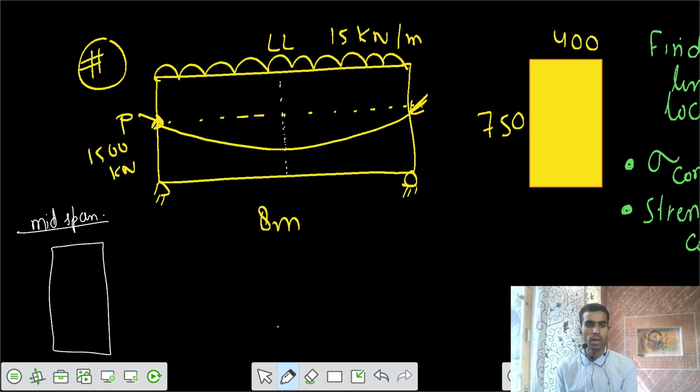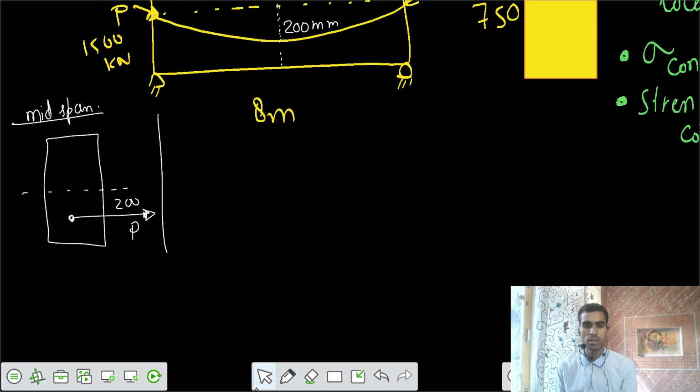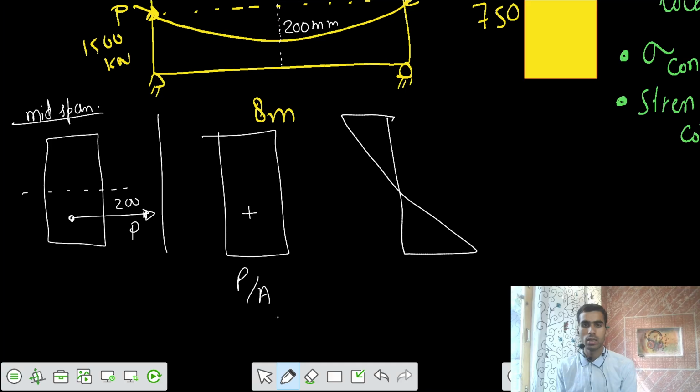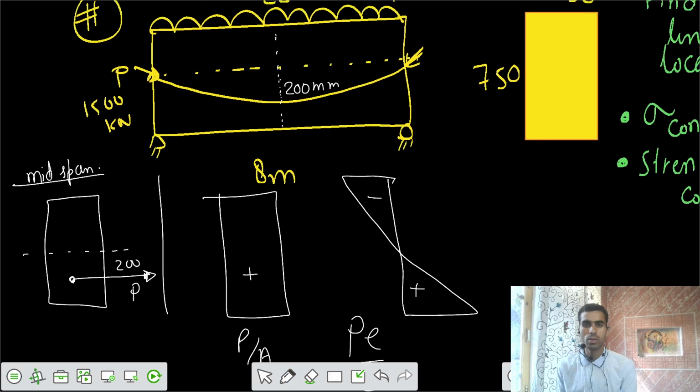At the midspan, the eccentricity, which was given to you, is 200 millimeters. So the P force is acting somewhere here at an eccentricity of 200 millimeters. The stresses at that midspan section would be P by A, and the second one is plus or minus PE by Z. The third one is because of the moments.